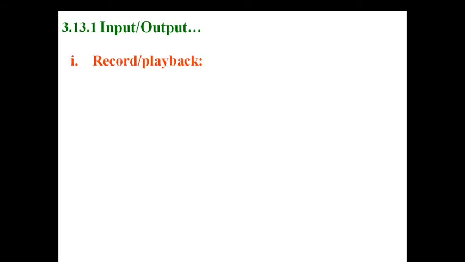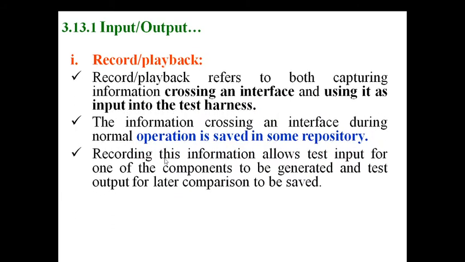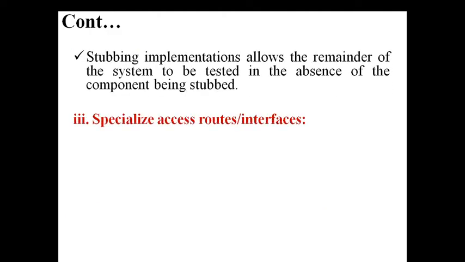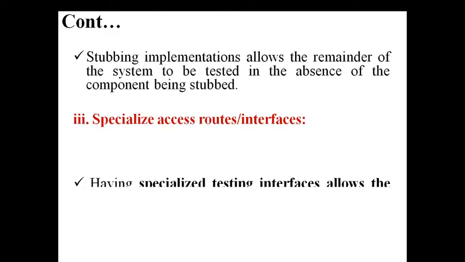Input output. The first one is record playback. What it does is refer to capturing information crossing an interface and using it as input to the test harness. So the operation is saved in some repository. Whatever operation is going on in the background is saved in some repository. Separate interface from implementation: instead of maintaining and verifying the data from the normal interface, we are going to maintain some separate interfaces.